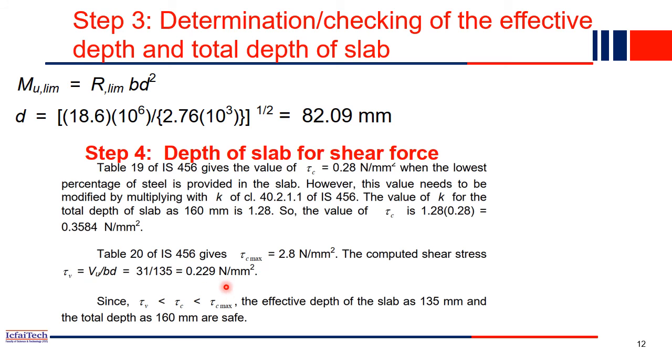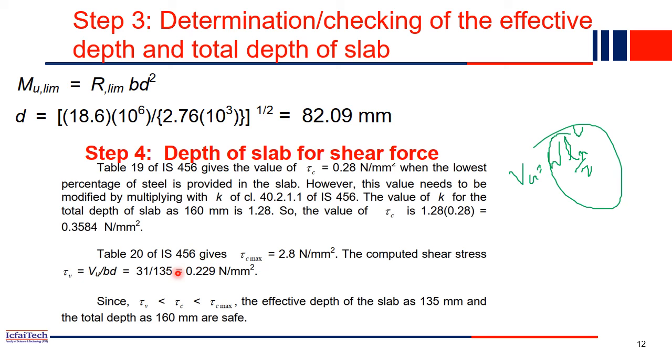How did we get it? Vu we already know. What is the formula for Vu? Already we derived it. Vu is equal to W into Lx by 2, right? Using this formula we compute Vu, which is 31, divided by bd. bd is the cross sectional area, B is 1000, into D, which is 135, and you will get it in Newton per mm square. So this is the shear stress applied on the slab.